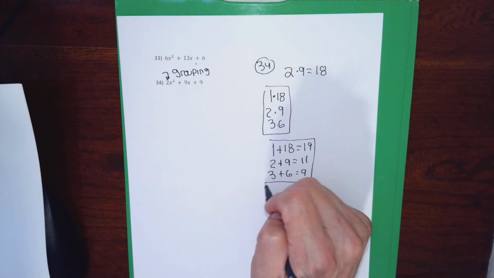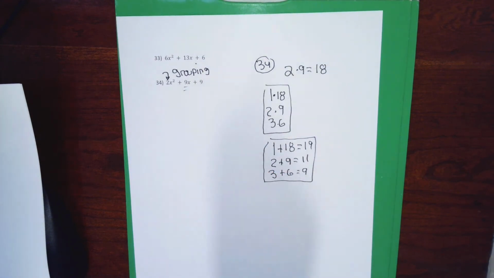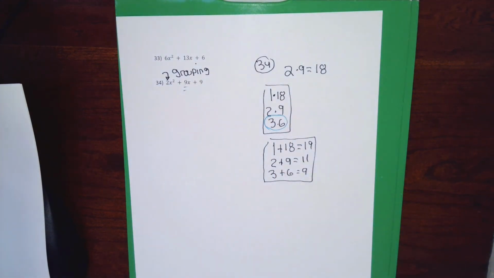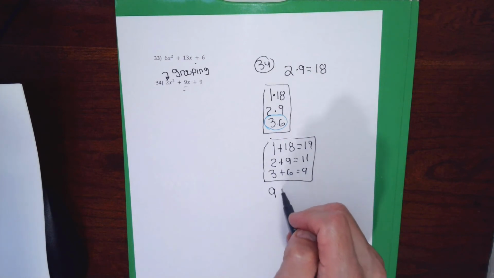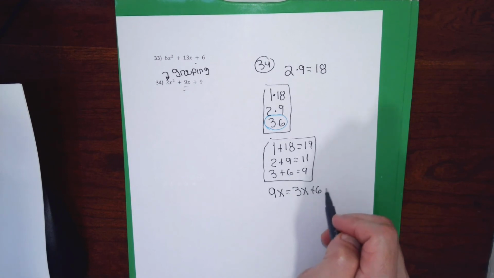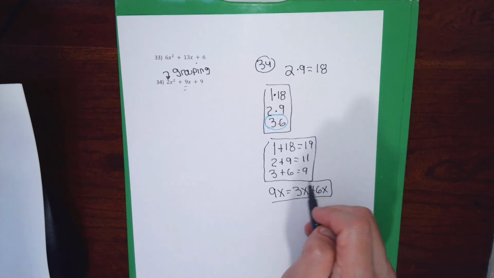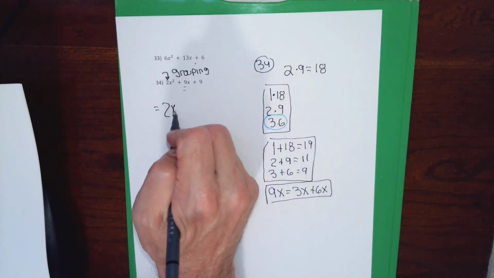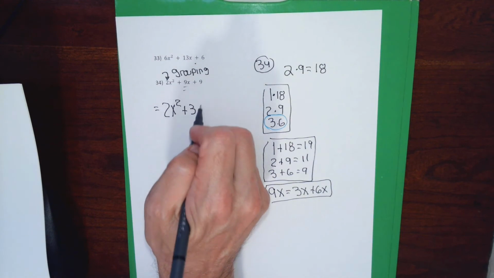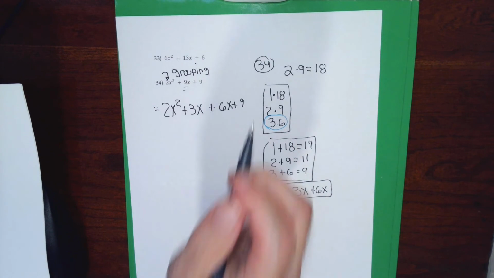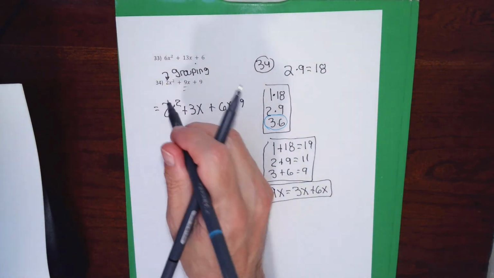I need the 3 and the 6 because they give me the 9 that I haven't played with yet. So I'm going to use the 3 and the 6, and specifically I'm going to take the 9x, that's the middle term, and rewrite it as 3x plus 6x. It wouldn't be any less or more correct had I written 6x plus 3x. So I'm going to rewrite this problem as 2x squared plus 3x plus 6x plus 9. Have it written with 4 terms so I can introduce my parentheses.